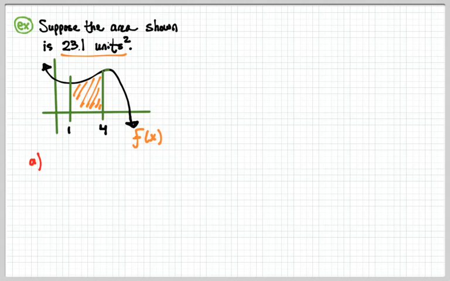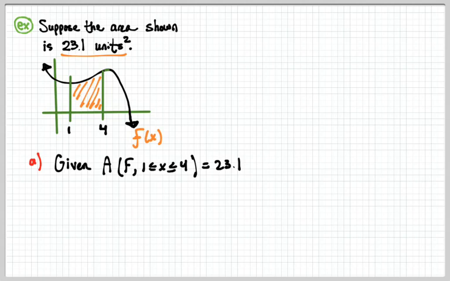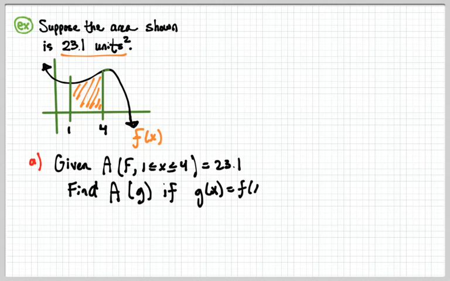So part A, given the area of function f on the interval 1 is less than x less than 4 is equal to 23.1, find the area of G if G of x equals f of x plus 2. And we'll need to write our new domain.